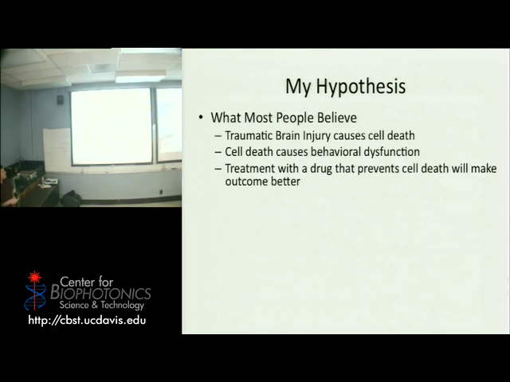So what everybody focused on was this idea of cell death. When you're injured, cells die. So what they thought was cell death caused behavioral dysfunction. So when people had injuries and they weren't doing well in school or they couldn't do their dancing anymore, it was because cells died. And that if they applied a drug that would prevent the cells from dying, the outcome would get better. So we've had somewhere near 70 clinical trials, most of them looking at preventing cell death. Does anybody want to guess how many of those trials came out well? Zero. So none of these drug tests have worked.